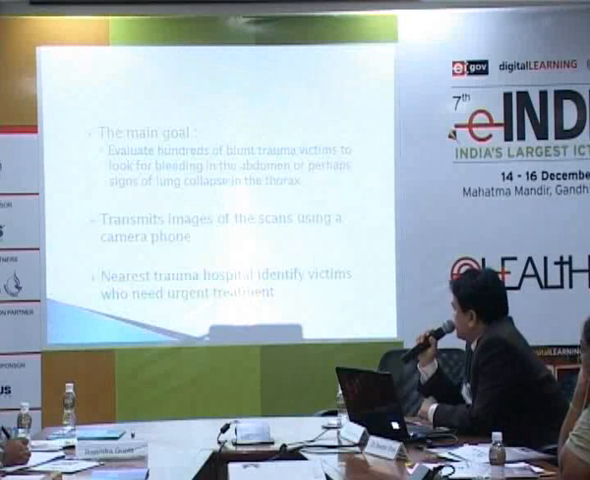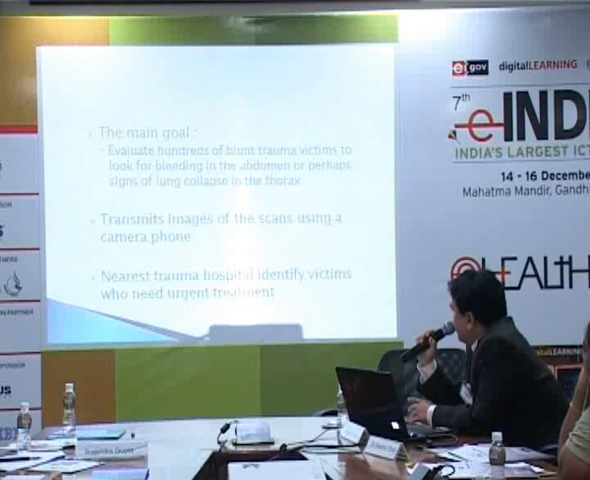The main goal of this teleradiology here is to evaluate hundreds of blunt trauma victims and to look for bleeding in the abdomen, perhaps signs of lung collapse in the thorax, and transmit these images through the camera phone, and the nearest trauma hospital can then identify the victims who need urgent treatment.